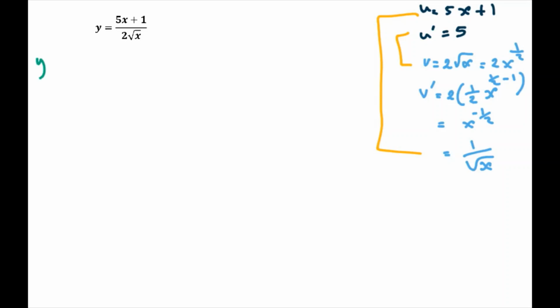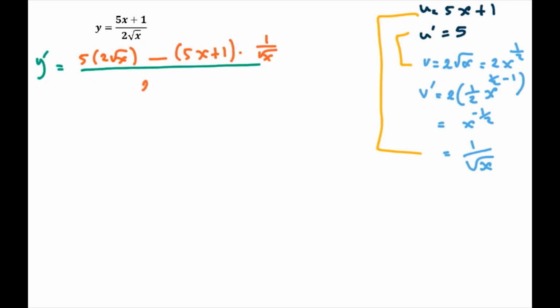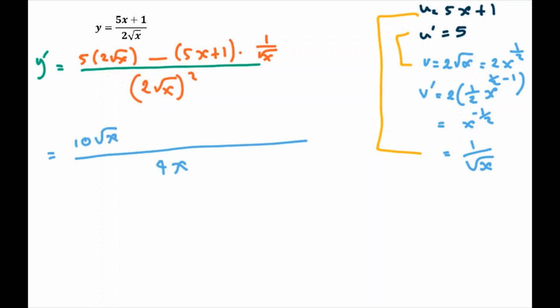Now, the derivative here will be u prime v minus u v prime over v squared. So y prime equals u prime v minus u multiplied by v prime, over v squared. That's going to be equal to, v squared is 4x, so 10x square root of x.